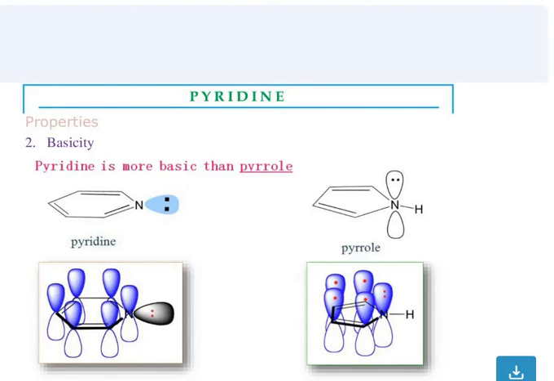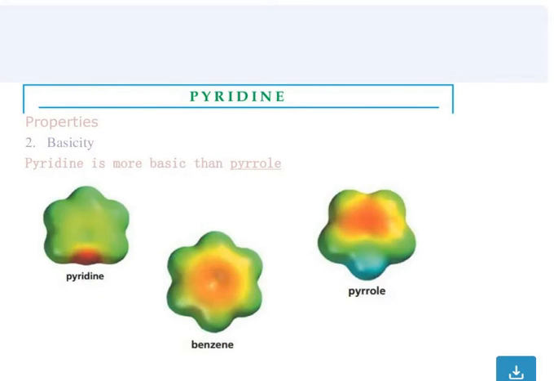Now basicity, you can look at this structure. Pyridine is more basic than pyrrole. Pyridine contains a lone pair of electrons. Now you can see the pyrrole also contains a lone pair of electrons. So why is pyridine more basic than pyrrole? You can see the pyridine, benzene and pyrrole. Look at the situations.